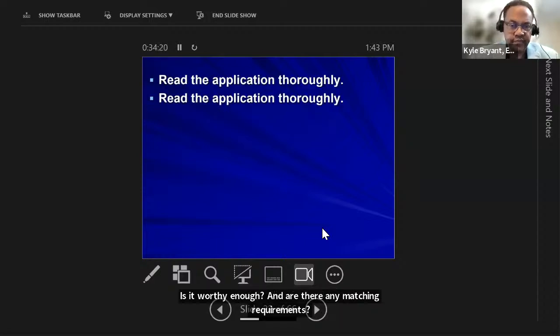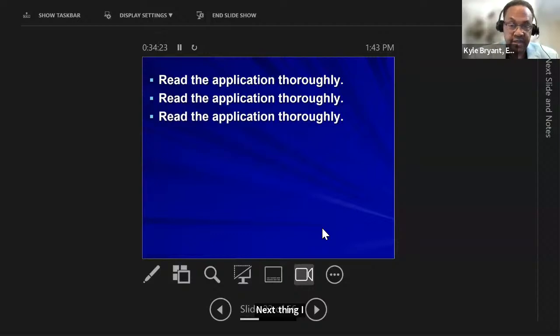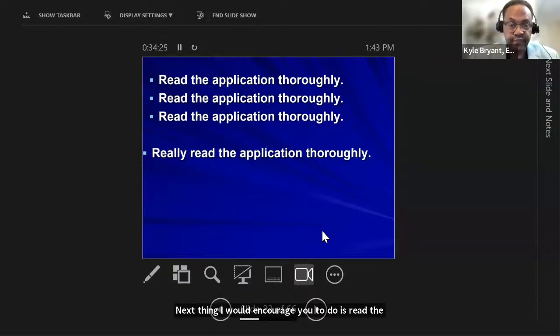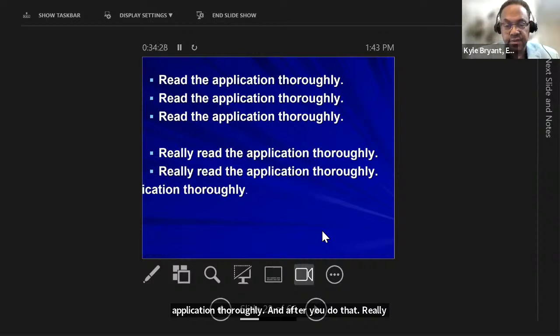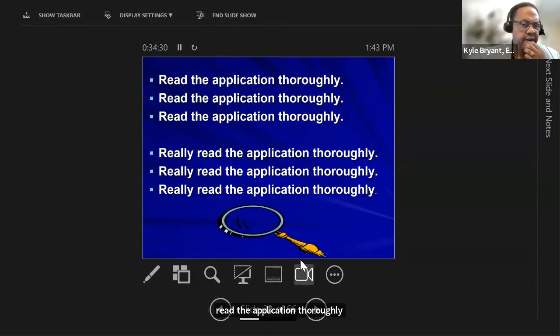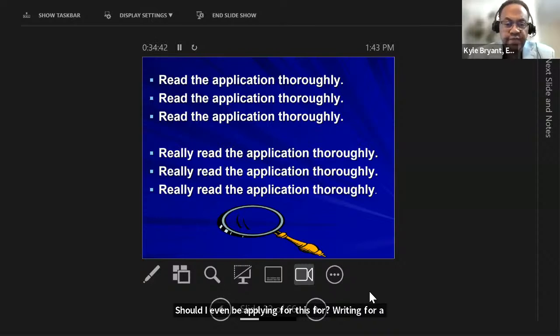Next thing I would encourage you to do is read the application thoroughly. And after you do that, really read the application thoroughly. Most of the questions you have about who is eligible, what can you do, what can't you do, should I even be applying for this, or writing a proposal that this agency wouldn't fund, read the application and understand it. And most agencies offer what they call pre-award technical assistance, which is where you can get your questions answered, because there's no dumb question except the one you never asked.